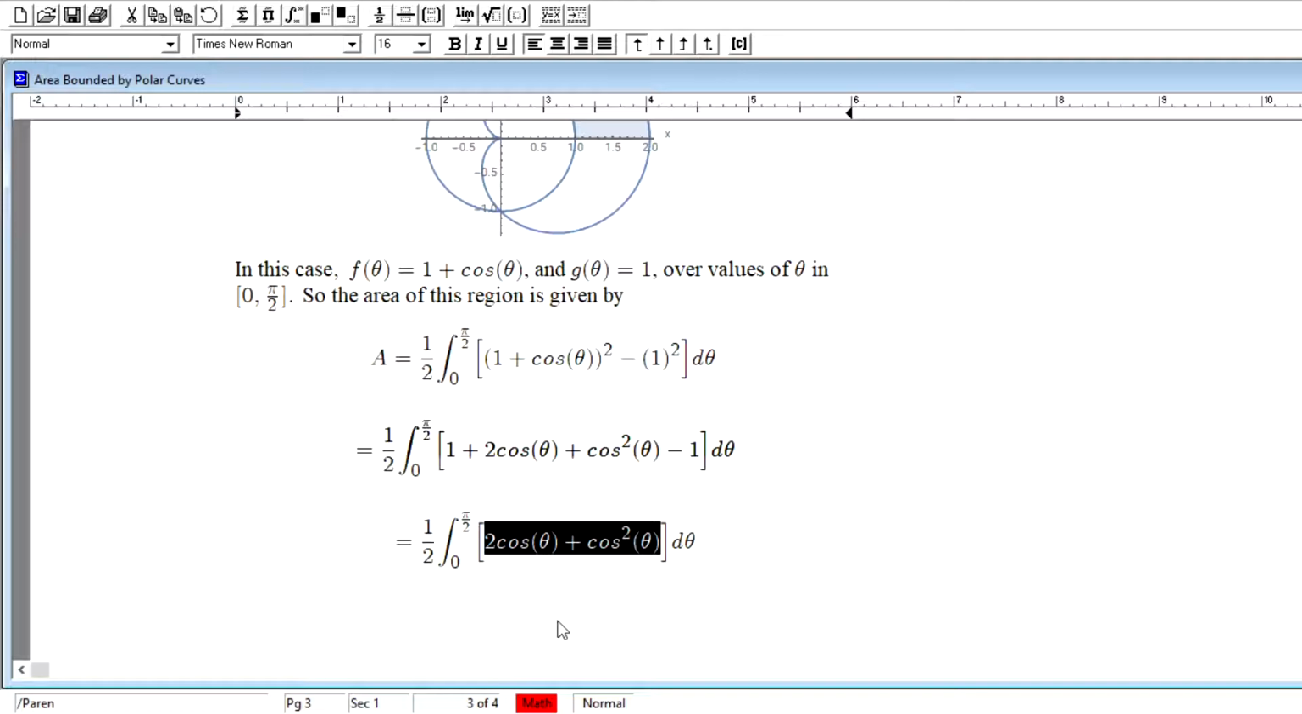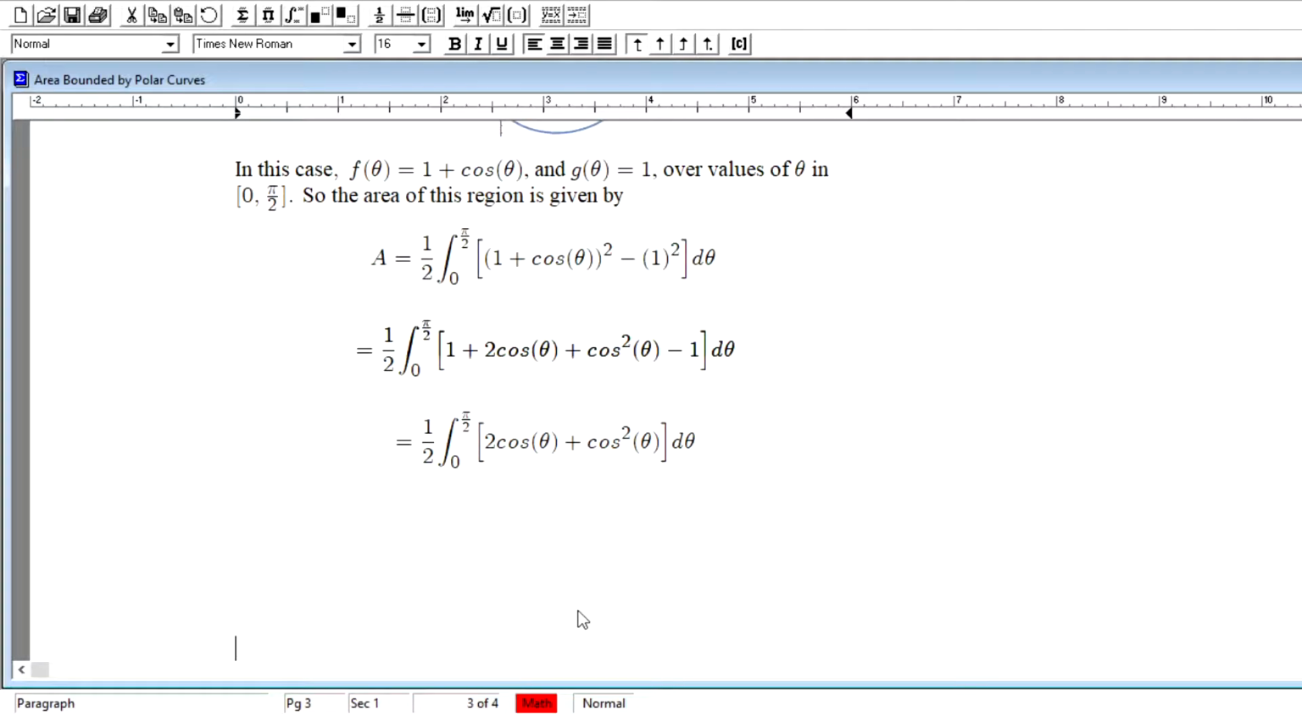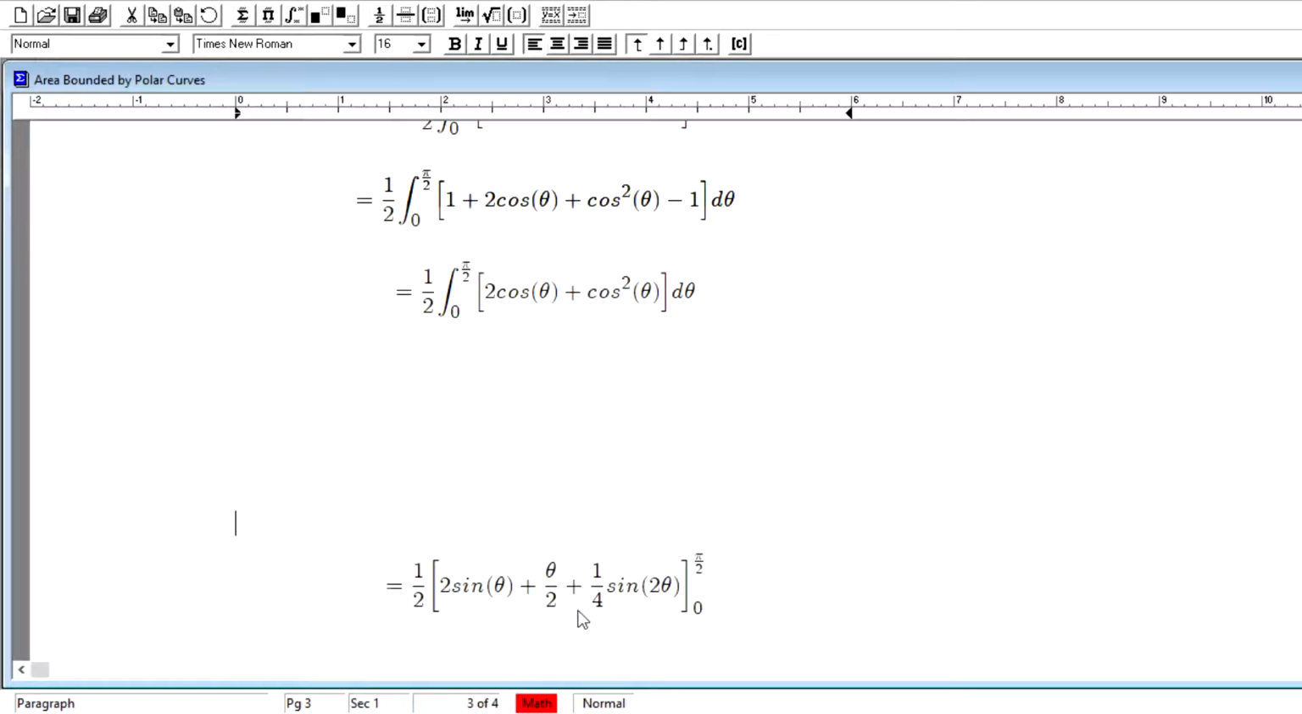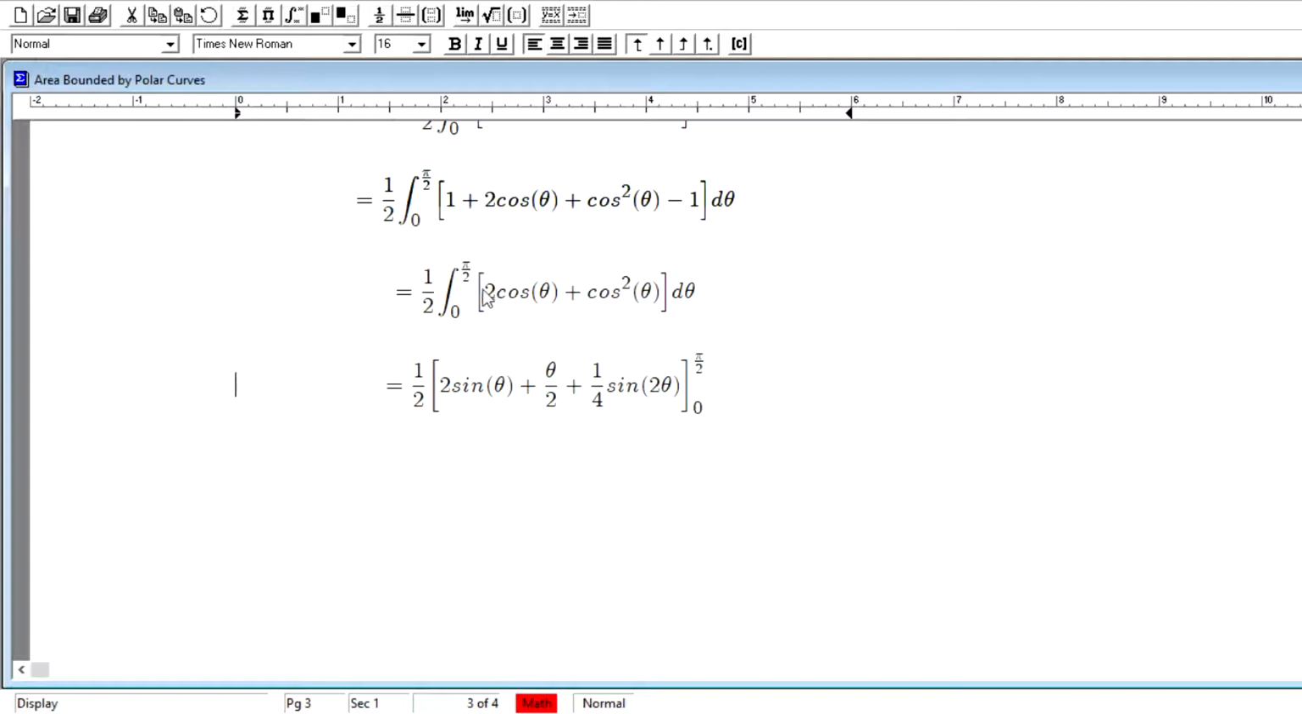theta plus cosine squared theta. If I think about those antiderivative formulas, I could probably look those up in the integration tables, and in fact I do. In the integration tables, the antiderivative of 2 cosine theta is 2 sine theta, and cosine squared theta simplifies to theta over 2 plus 1/4 the sine of 2 theta.